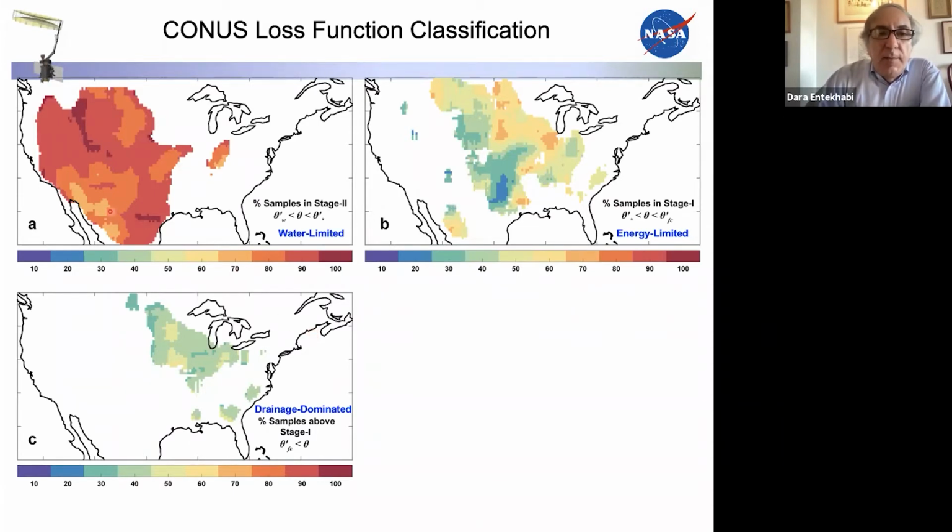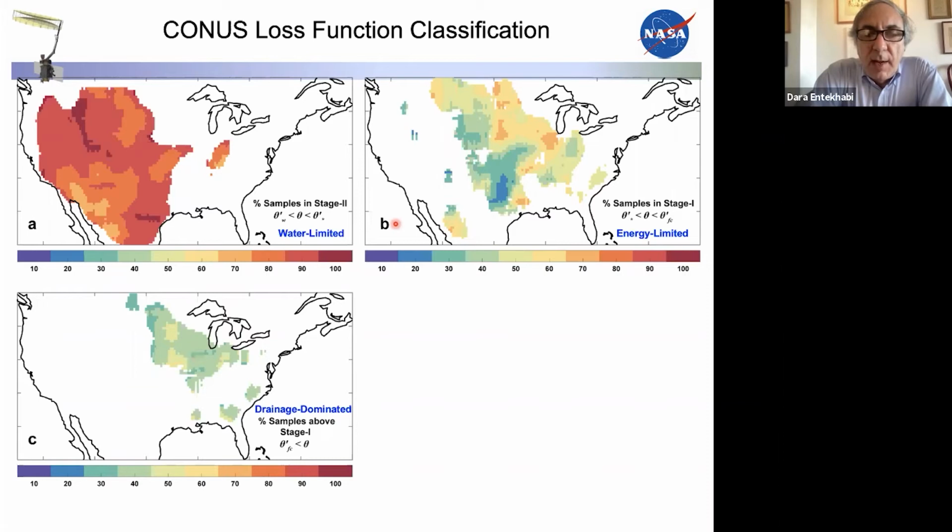So the Southwest, obviously, and the West are a lot more in the water limited regime. Then there's this energy limited regime, which dominates in the more humid regions of the country. And then curiously, there's this drainage dominated regime over the upper Midwest, where there's actually a lot of tile drainage in agriculture. So these maps look like, okay, what we would have guessed about where these regimes are, but these are purely observational.